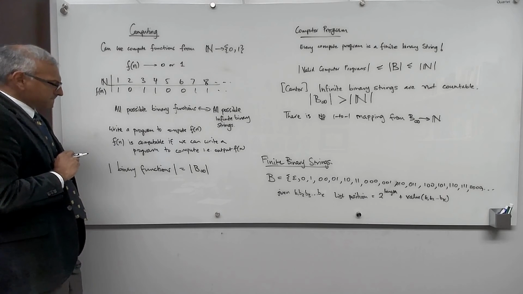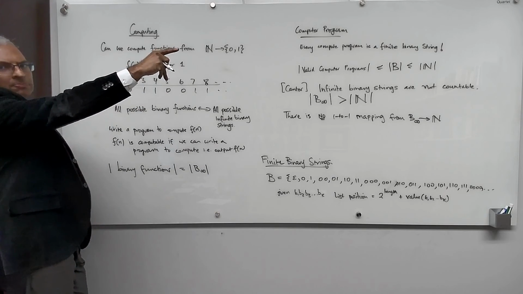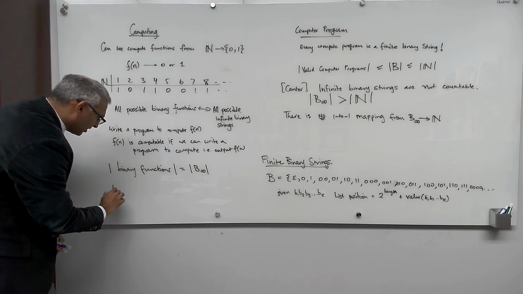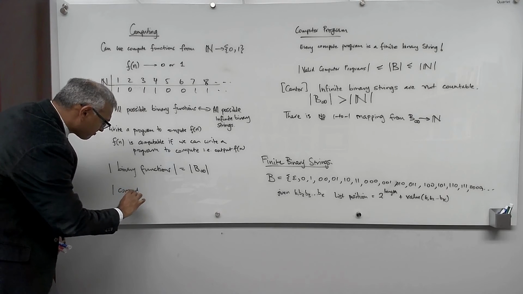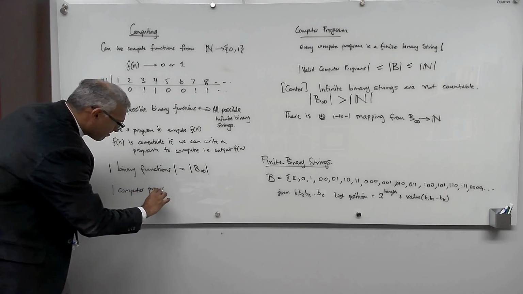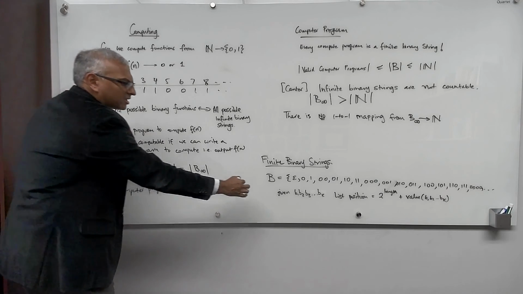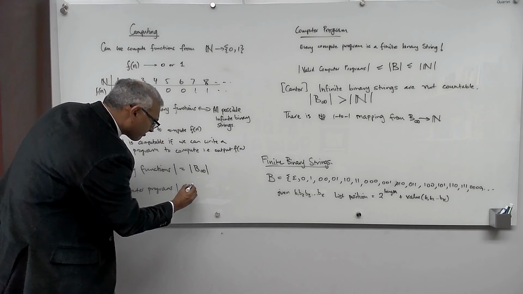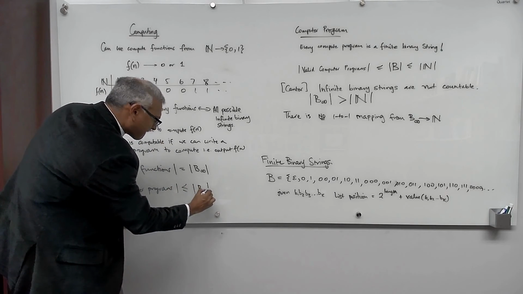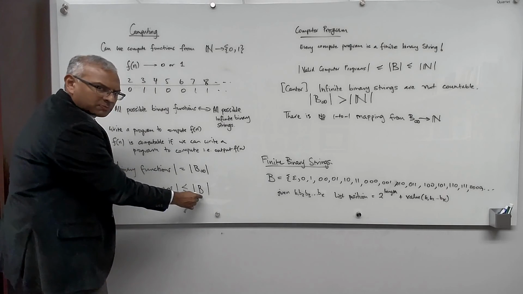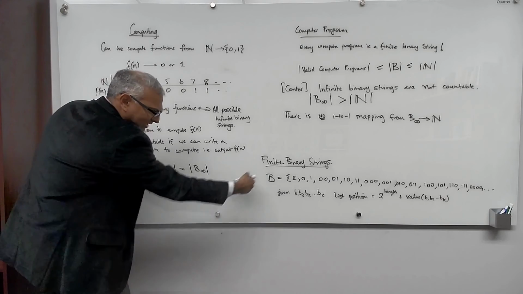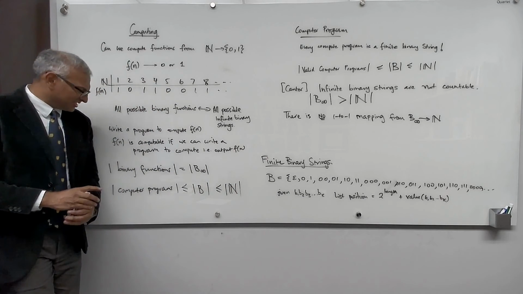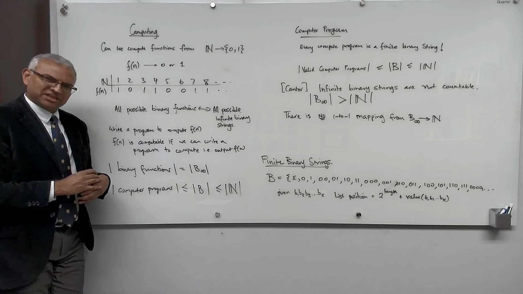Okay? But we just argued that computer programs are finite binary strings. So the cardinality of computer programs is at most the cardinality of the finite binary strings, because any computer program is a finite binary string. And we proved that this is countable. We gave a list, so this is at most the natural numbers. Does anyone see a problem here? I'll give you a couple of seconds. 1, 2, 3, 4, 5.